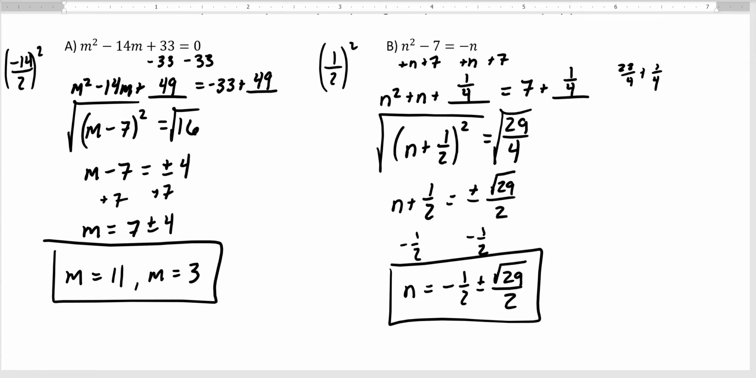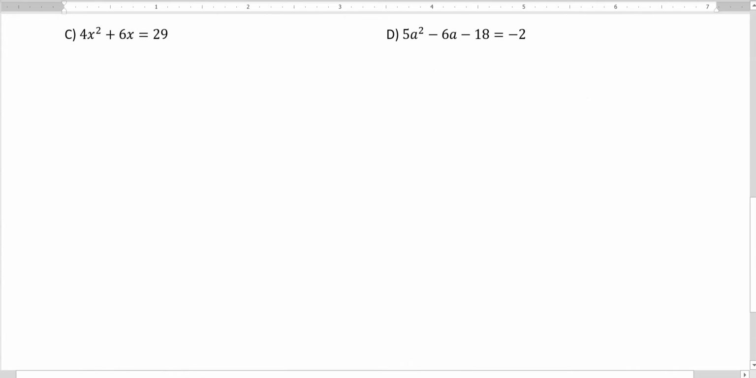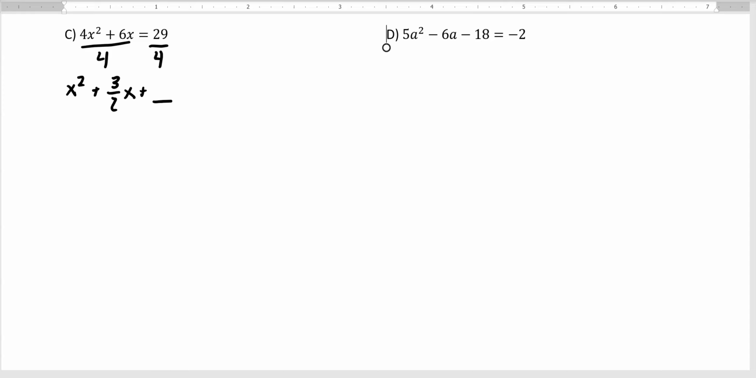Very nice. All right, let's look at letter C here. 4x squared plus 6x equals 29. This time our leading coefficient is not 1, which means my first step is to divide by 4. Got to divide by that leading coefficient. When I do that, I get x squared plus 3/2 x plus blank equals 29 over 4 plus blank. We might get some gross numbers here. That happens with completing the square. Sometimes it works out really pretty. Sometimes it just straight up doesn't.